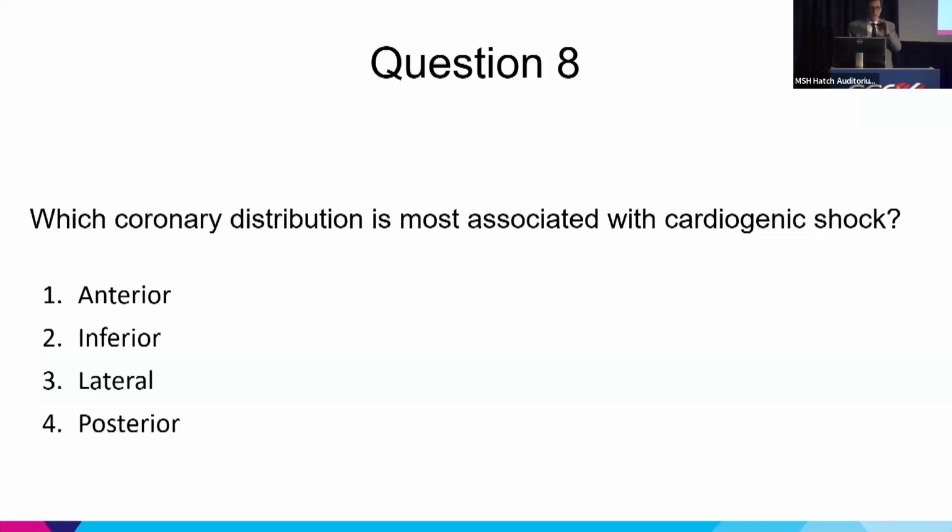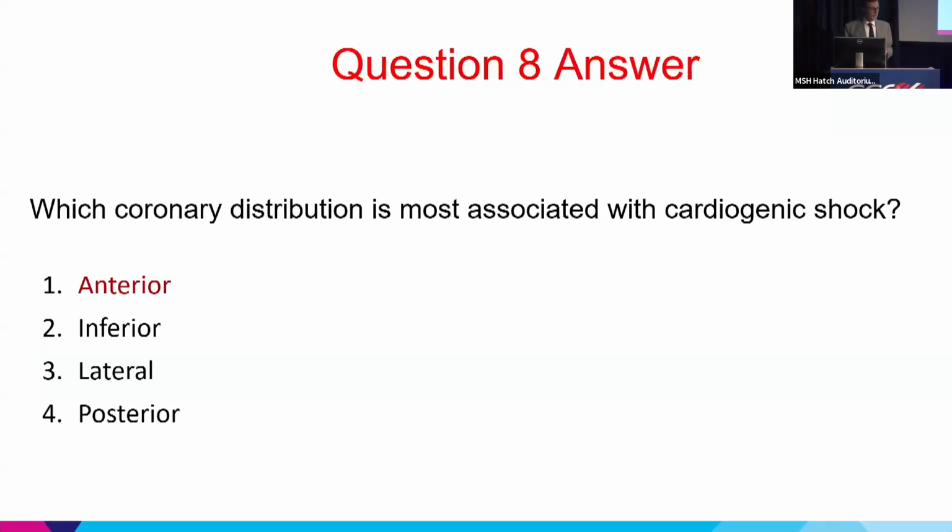So let's go a few questions about shock. Which coronary distribution is most associated with cardiogenic shock? Who says anterior? Who says inferior? Who says lateral? And who says posterior? And you're correct, the anterior is mostly related with cardiogenic shock.